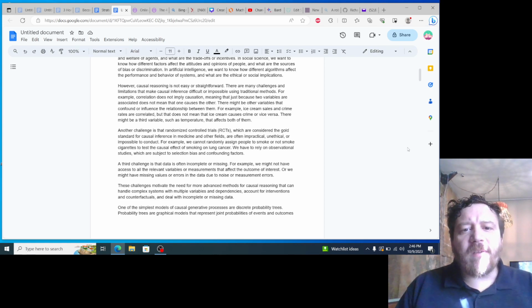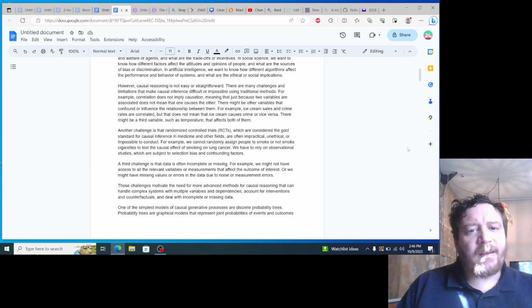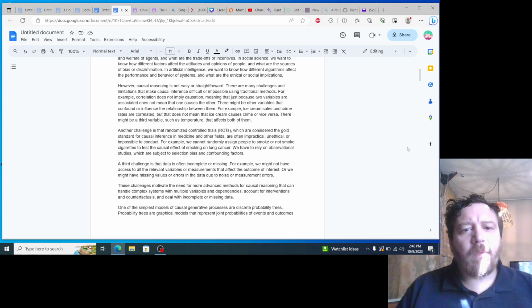However, causal reasoning is not easy or straightforward. There are many challenges and limitations that make causal inference difficult or impossible using traditional methods. For example, correlation does not imply causation, meaning that just because two variables are associated does not mean that one causes the other. There might be other variables that confound or influence the relationship between them.